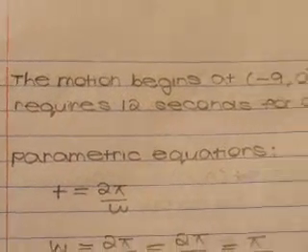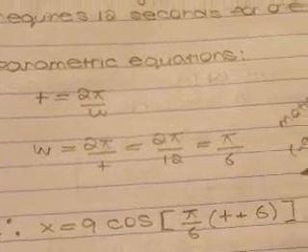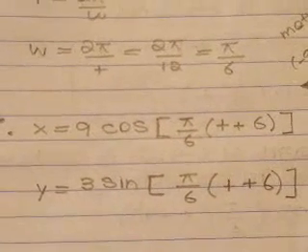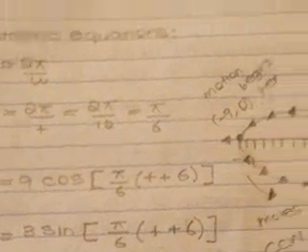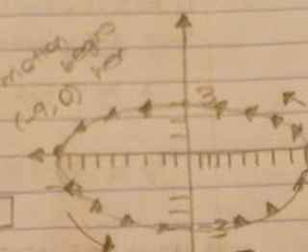For number 4, the motion begins at (-9, 0), is counterclockwise, and requires 12 seconds for one rotation. To find the parametric equations, you have to find omega, and you would get pi over 6. And your parametric equation will be x equals 9 cosine(pi over 6 t plus 6), and y equals 3 sine(pi over 6 t plus 6), because it begins at (-9, 0), and that's half of the rotation. And so it goes from 12 to 6, and it will go counterclockwise, so it will move this way.